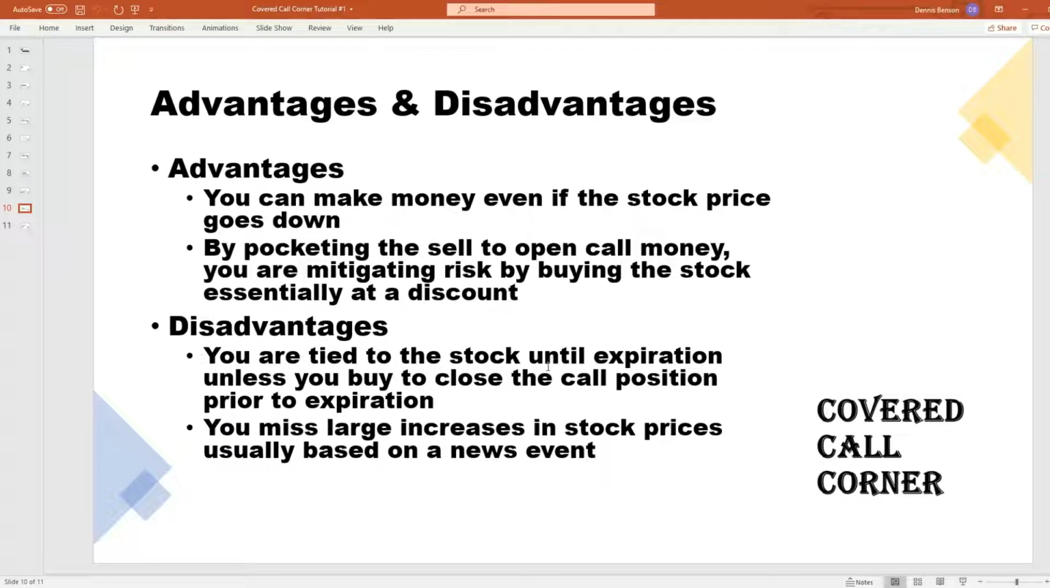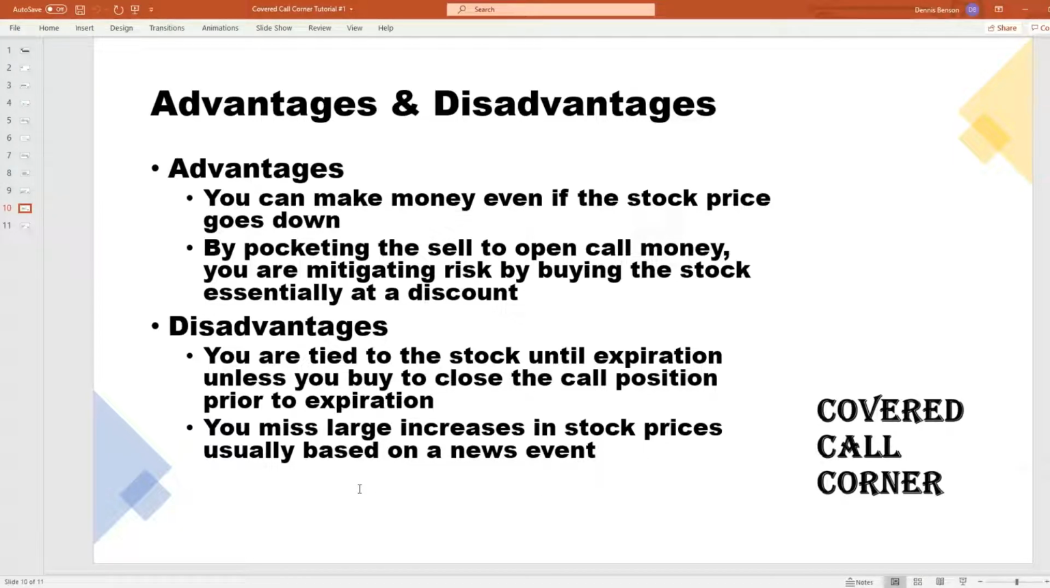The disadvantages are you're tied to the stock until expiration unless you buy the call to close, meaning you go into the options market and pay the ask price to get out of the option, and then you can sell your underlying 100 shares of stock prior to expiration. Also, I showed you that example with GM, that if the price went from 51.33 all the way up to $55, you would miss a large increase in stock price. That's usually based on a news event. Say Tesla was going to buy GM. They want all of their plant space, and they wanted to make all of their electric cars in GM plants. That might drive the price of GM stock up a pretty good amount. But you could miss large gains.